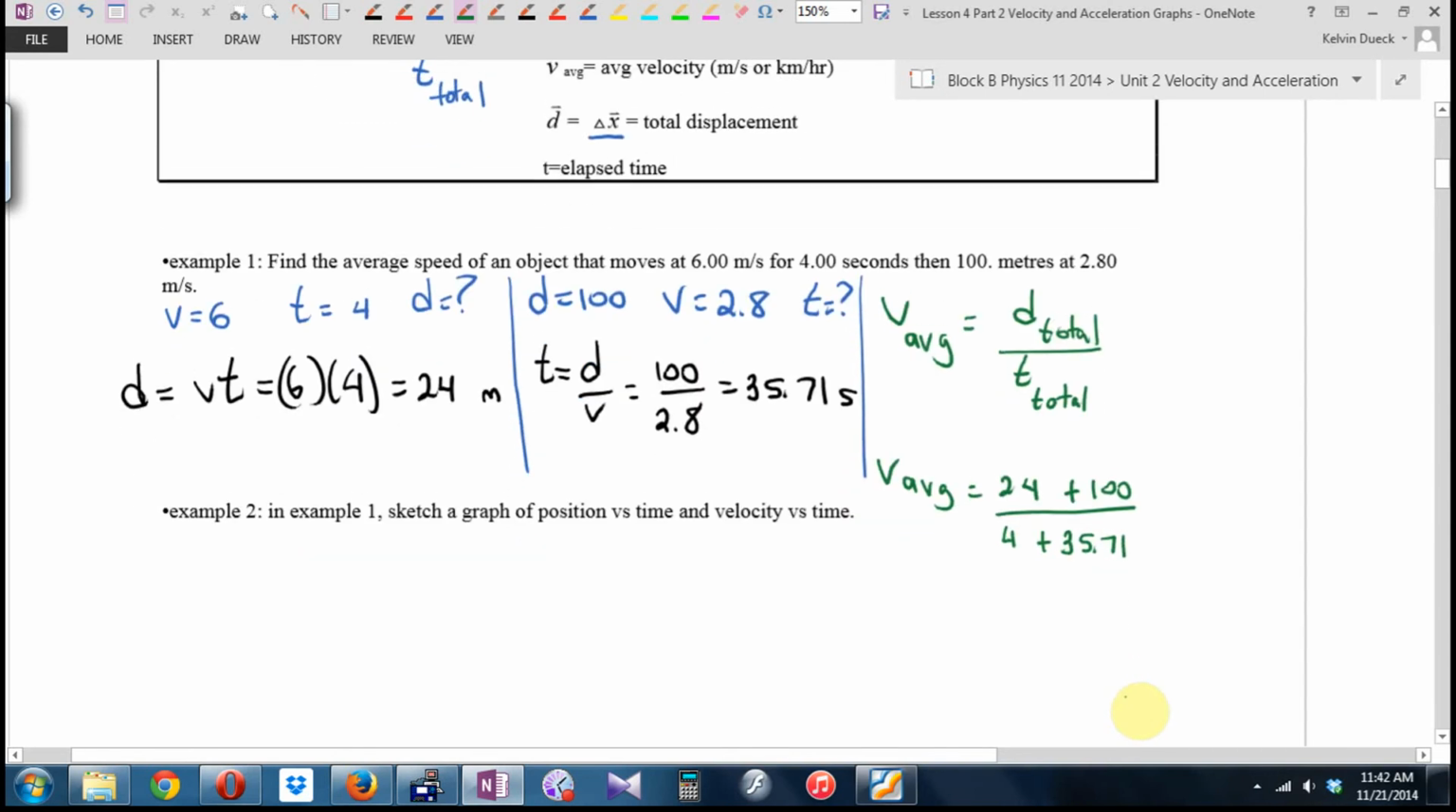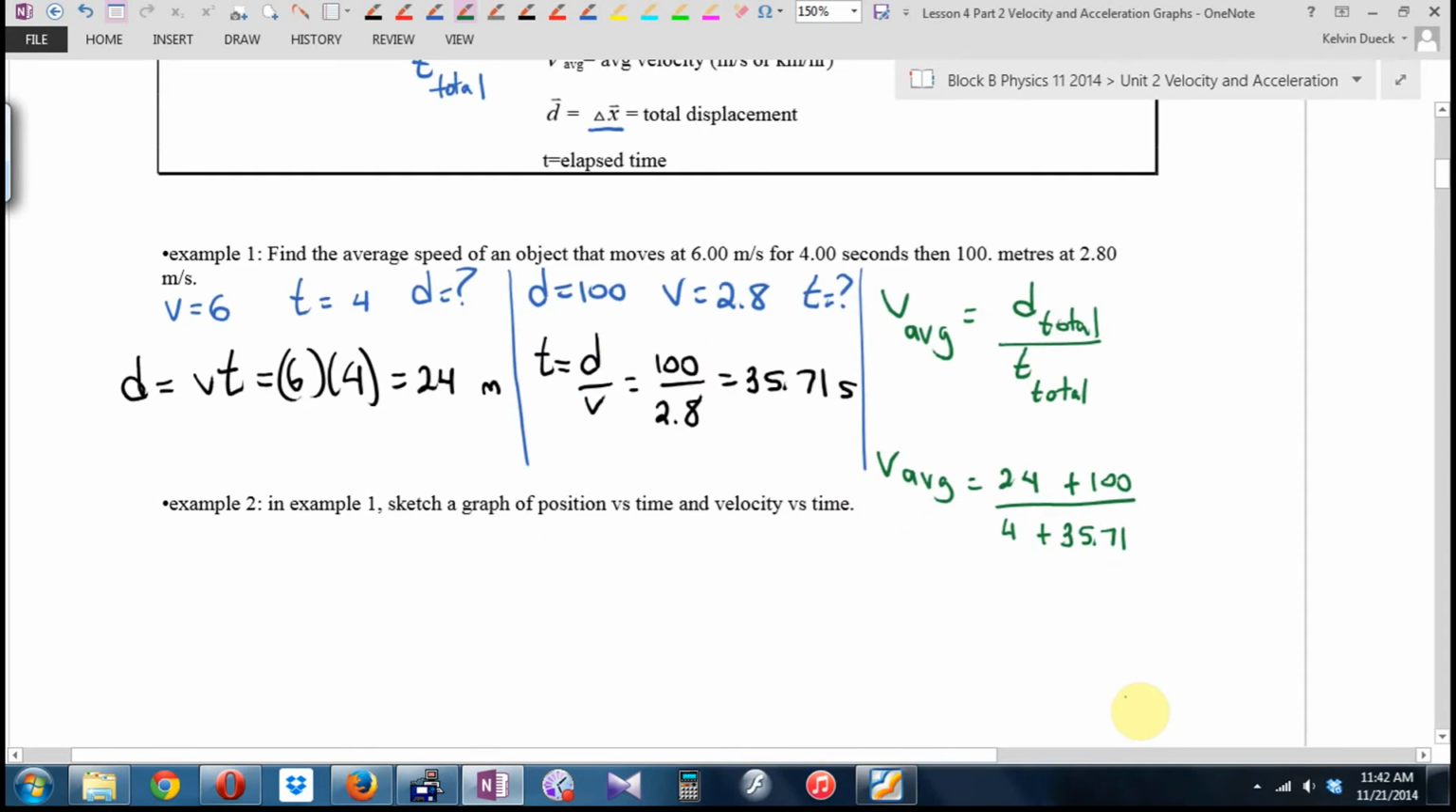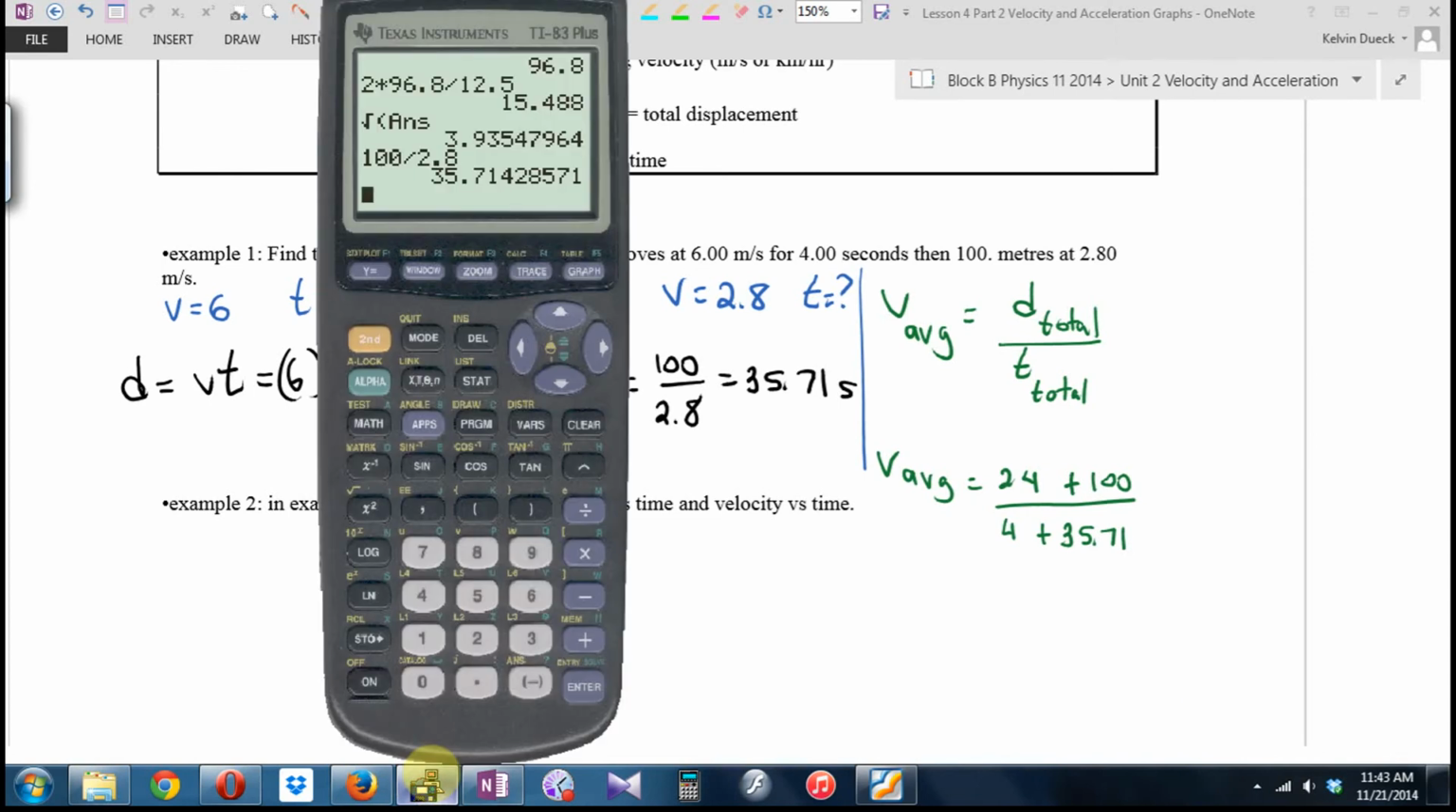Now, I'll write it this way. If you go to your calculator, is there more than one number on the top of the fraction? You'll have to put the top in brackets. Is there more than one number in the bottom of the fraction? You put the bottom in brackets. I won't write it that way because I think the brackets are implied. But on my calculator, which I'm sure all of you have out and are trying, 24 plus 100, close off the top, divided by, open bracket, 4 plus 35.71, close off the bottom.